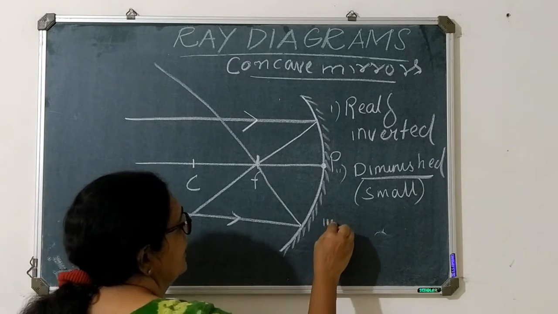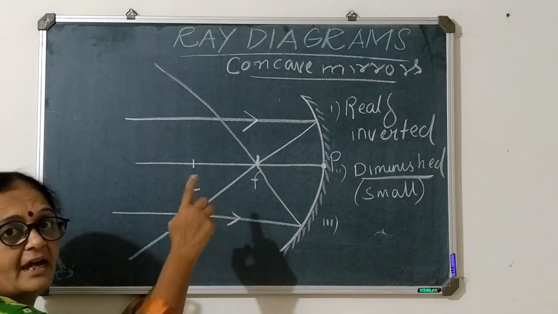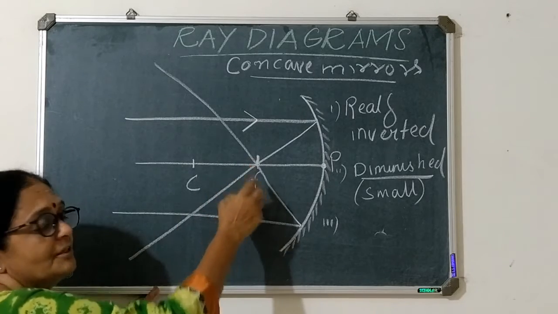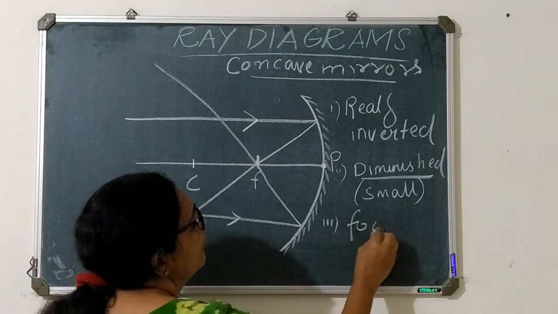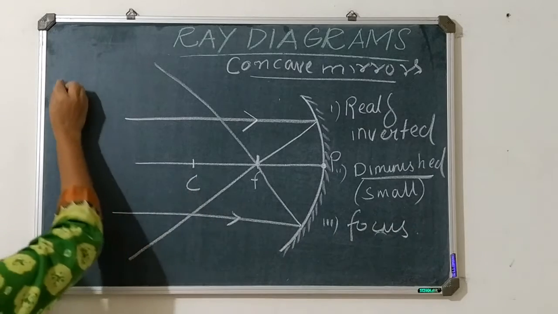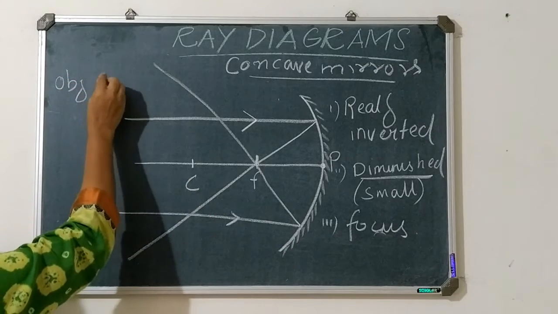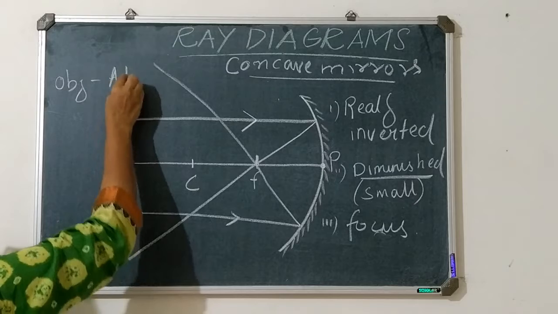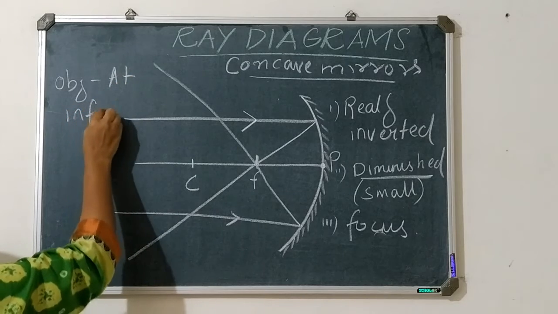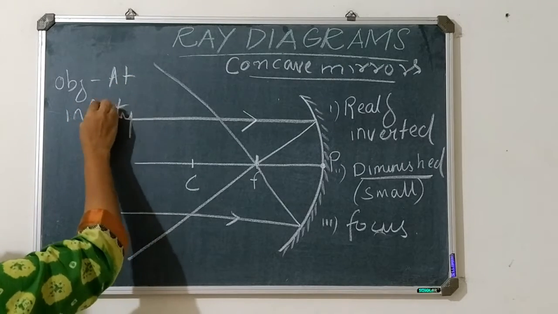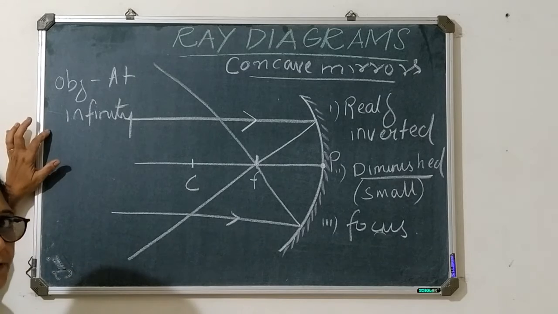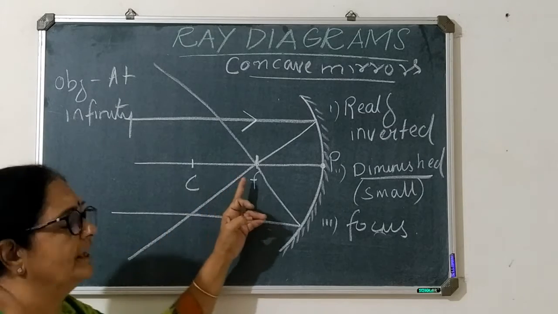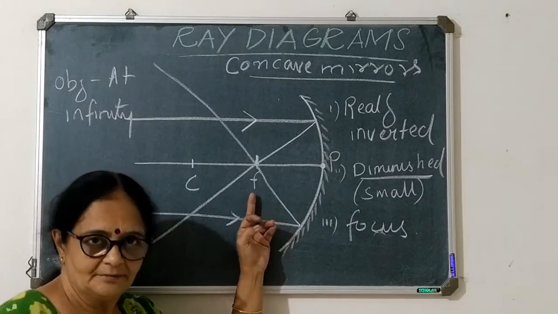And the third thing, where is the image formed? Image is formed at the focus. Where was the object? Object was at infinity. So when the object is at infinity, where is the image formed? At the focus.